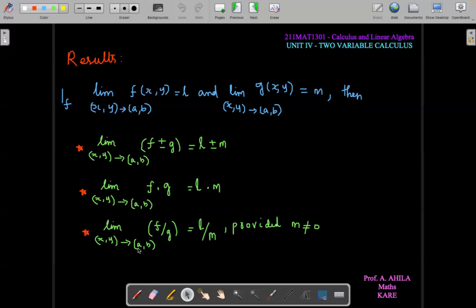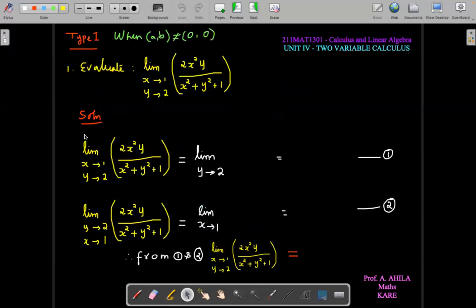Limit as x comma y tends to a comma b of f divided by g equals L divided by m. Here, with respect to the condition, m should not be equal to 0. That means the limit of the function which is in the denominator should not be equal to 0. If m equals 0, the limit is meaningless. So only if the denominator function has a non-zero limit, we can consider this division of the functions. Okay, we go for the first problem.